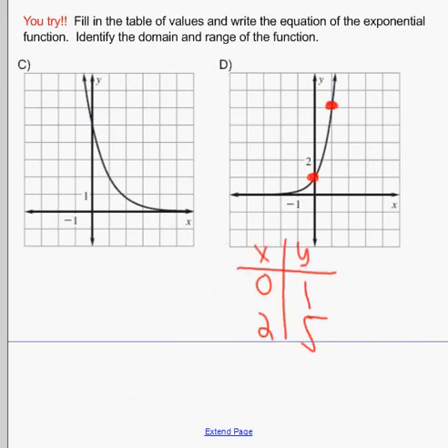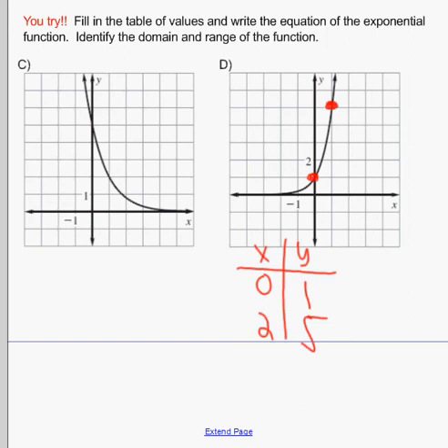Okay, welcome back. So, the work is on the board for you. I chose 2 points that are right on the grid. And again, I put them in red so you can easily see them. My first point was 0, 1, so my x value is 0, my y value is 1. My second point was 2, 5, so my x value is 2, and my y value is 5.